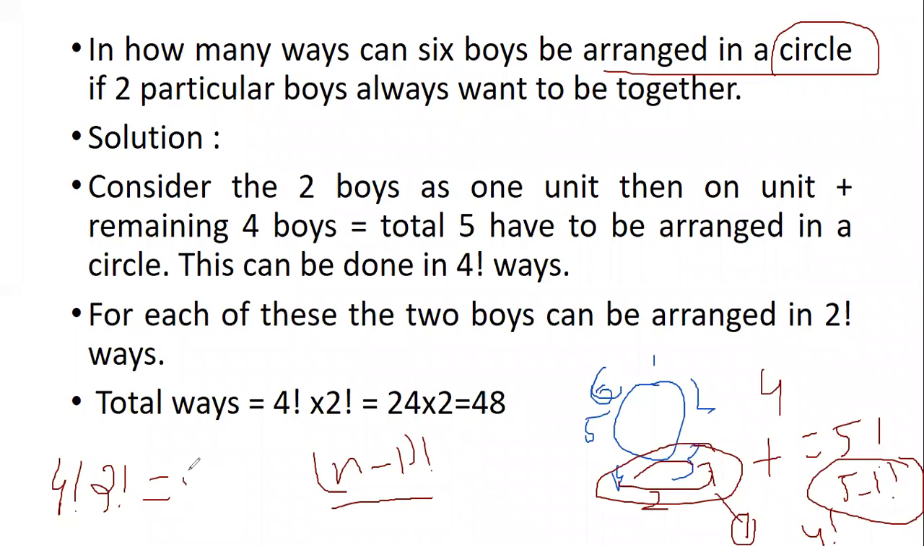So 4 factorial is 24, that is 4 into 3 into 2 into 1. So 4 factorial is 24 into 2 factorial is 2. So your total answer is 48. So 48 ways you can arrange 6 boys in a circle where 2 particular boys always want to be together. So this 48 is the final answer and it is 48 ways.